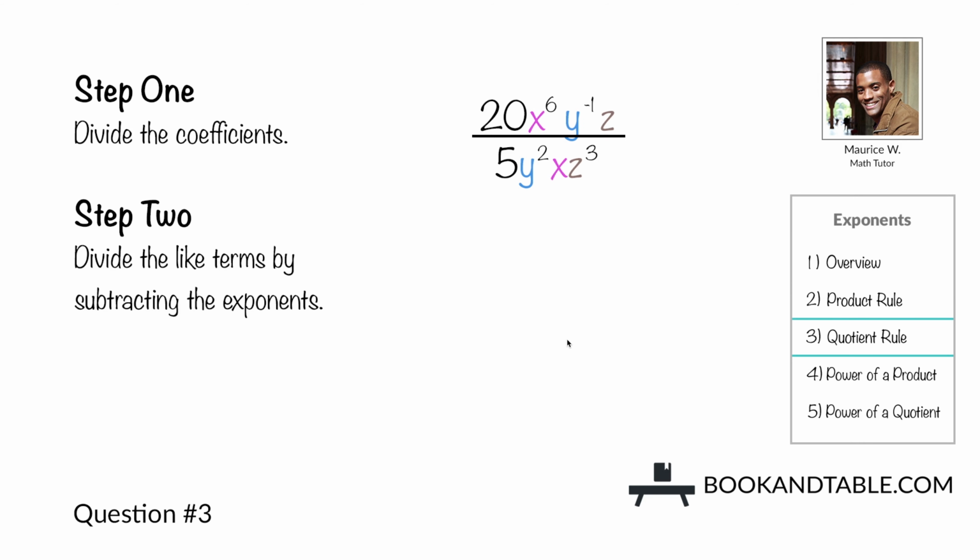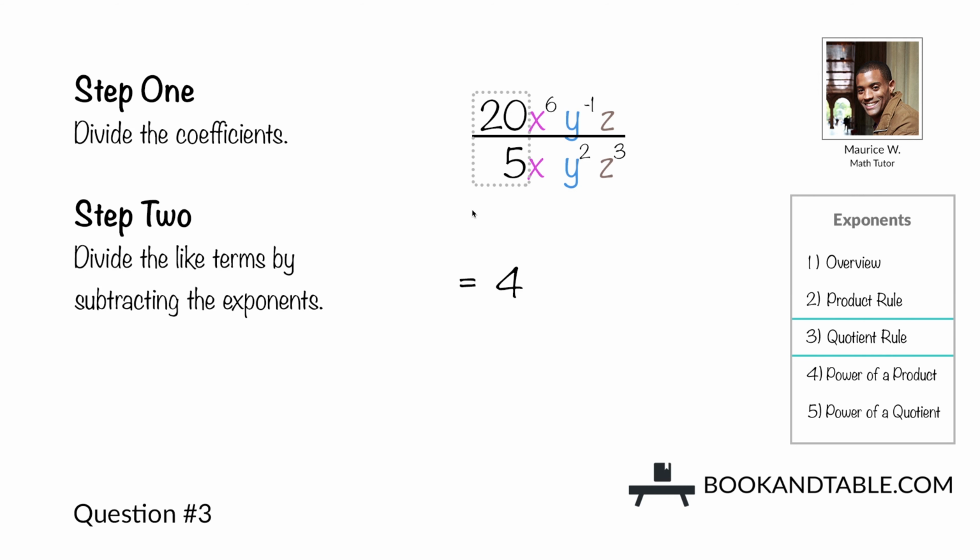Then lastly, question number 3. We were given 20 x to the 6th, y to the negative 1 z over 5 y squared x z cubed. You want to organize your variables in the same order, so when you're dividing the like terms, it's a bit easier. When you're multiplying these terms, it does not matter what order they are in. So if you're given a term in the denominator where the variables are not in the same order, just reorganize them so that they line up with the top. Whole number over whole number, x over x, y over y, z over z, and all of our exponents are the same. And now you can proceed.